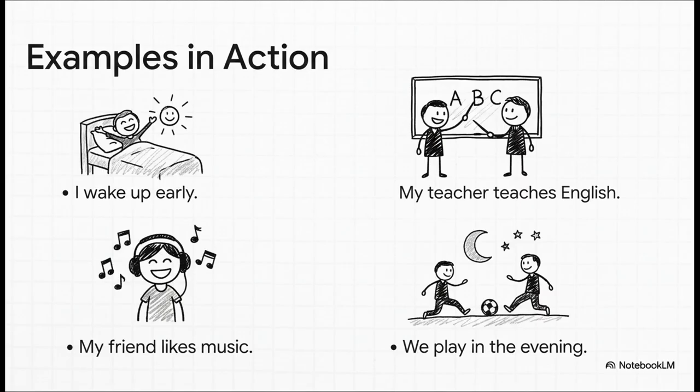Now, you might be asking, why ES and not just S? Well, it's because the verb teach ends with that ch sound. For verbs that end in sounds like ch, sh, or s, we add ES just to make it easier to say. It flows better. And then look at my friend likes music. My friend is a he or she, so bam, the S is back. You can totally see the pattern now, right?